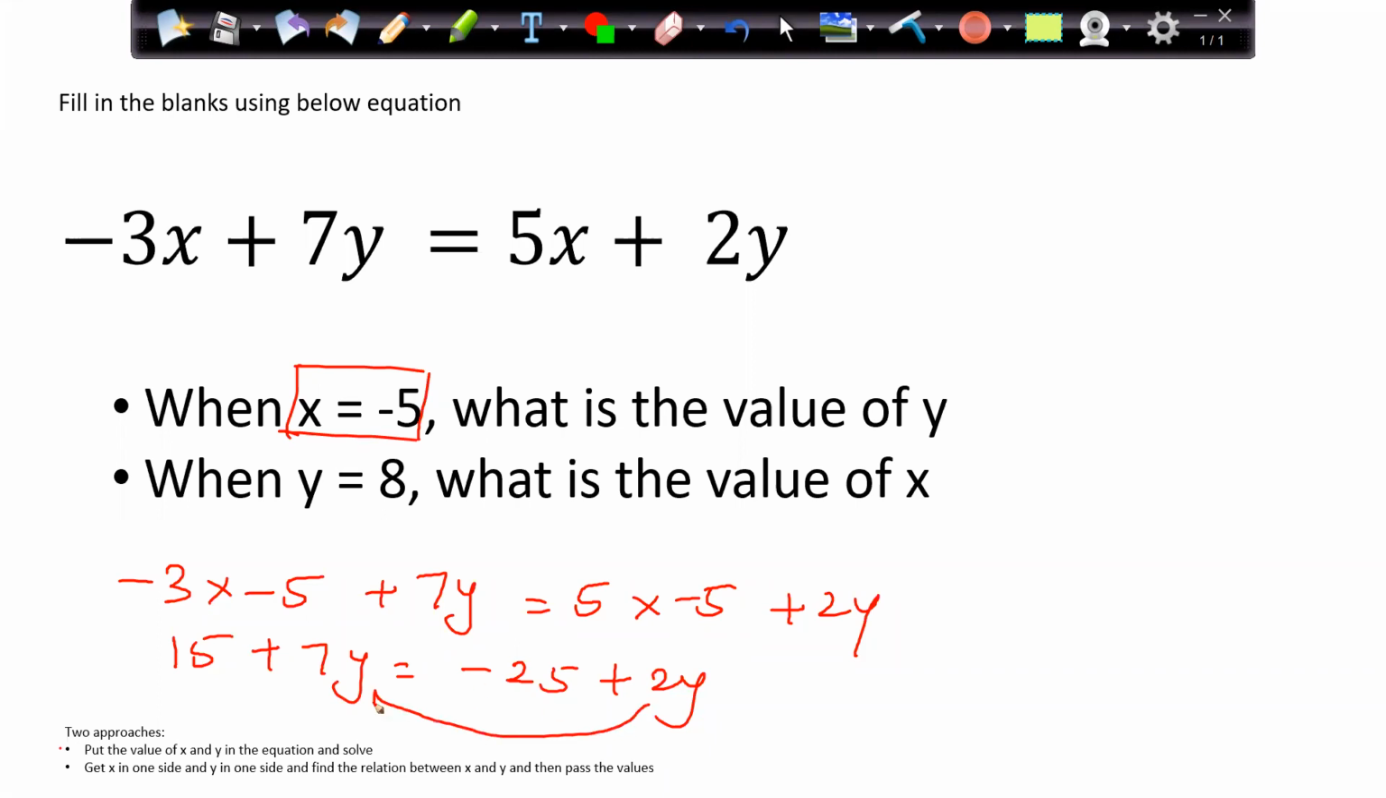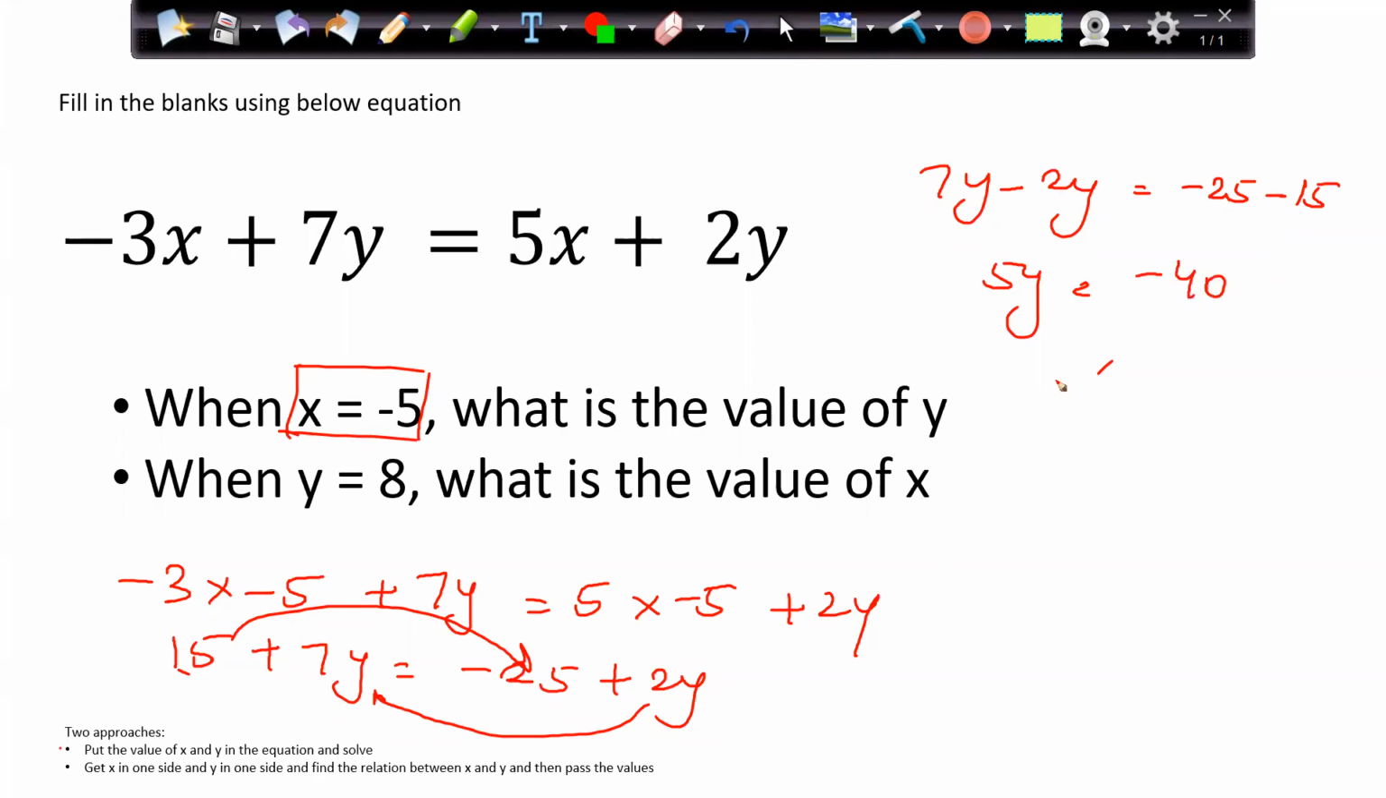Let me put 2y here, 15 here. So 7y minus 2y is equal to minus 25 plus, or this also becomes minus, so minus 15. So 5y is equal to minus 15 plus minus 25, which is what? Minus 40. So y is equal to minus 40 by 5. That is nothing but minus 8. That is how you can solve by passing the values out here.